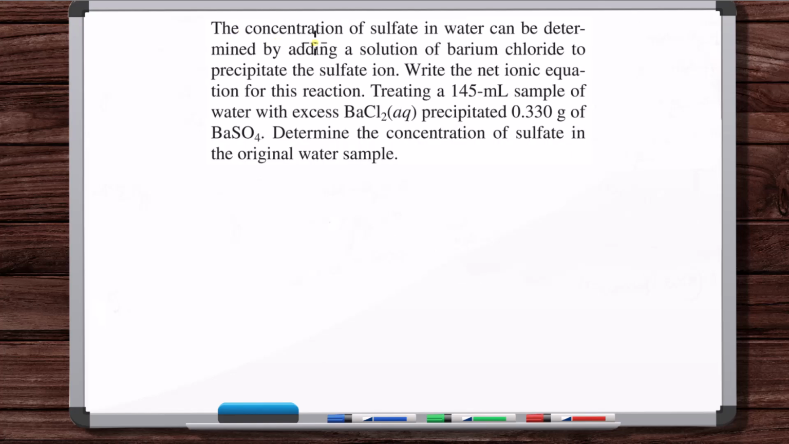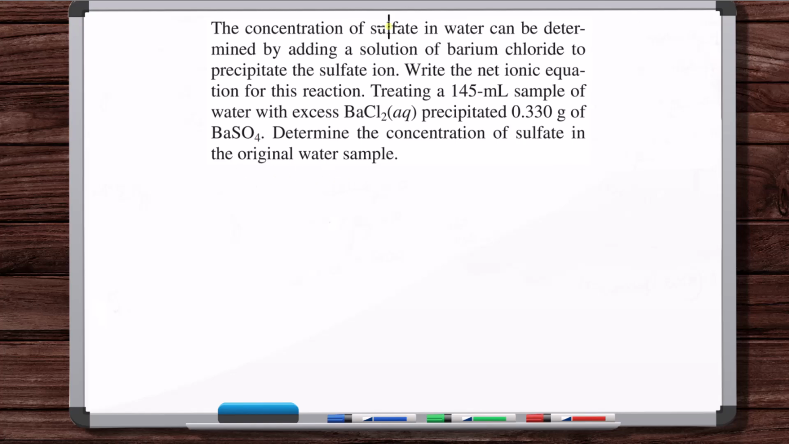The concentration of sulfate in water can be determined by adding a solution of barium chloride to precipitate the sulfate ion. Write the net ionic equation for this reaction. Treating a 145 milliliter sample of water with excess barium chloride precipitated 0.330 grams of barium sulfate. Determine the concentration of sulfate in the original water sample.